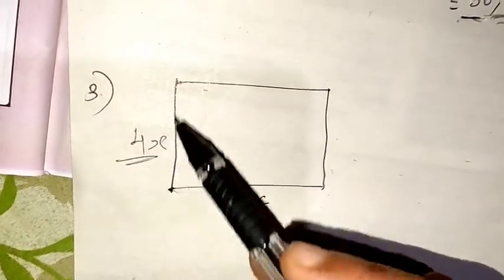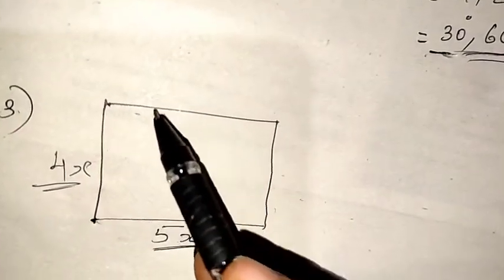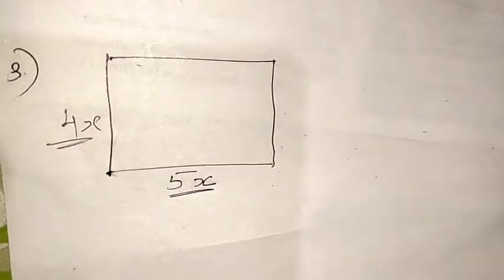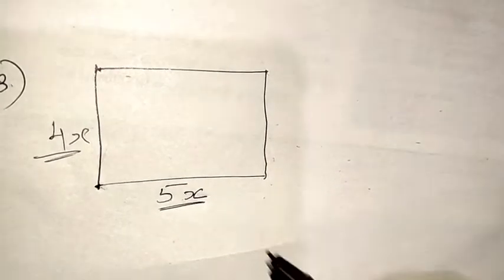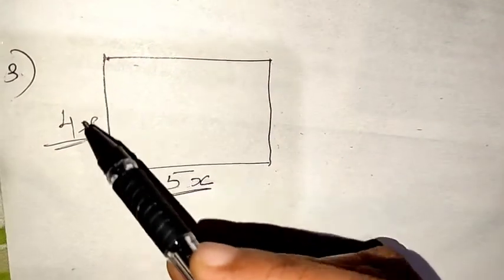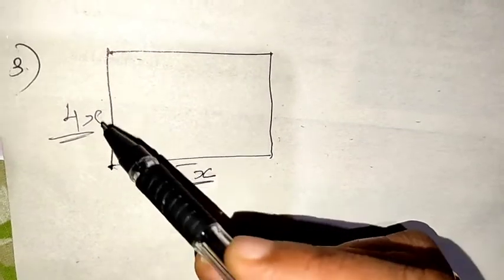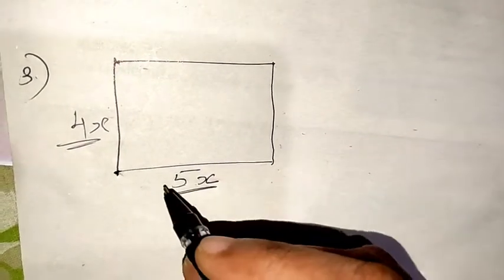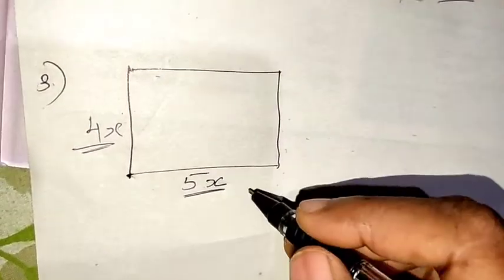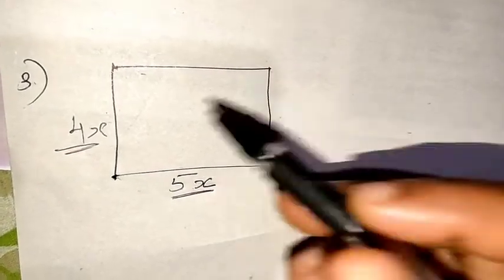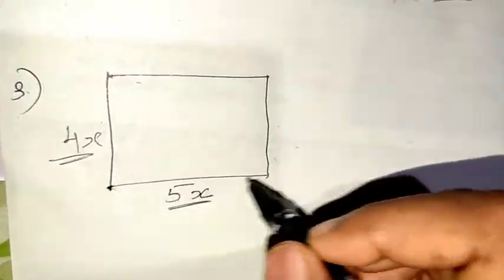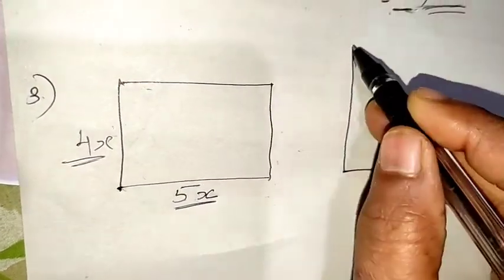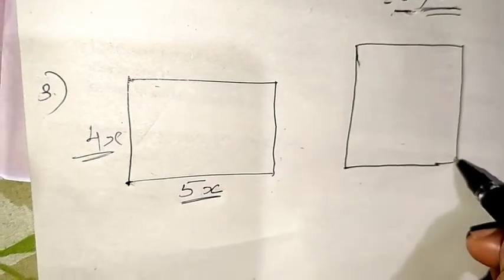And the smaller side is increased by what fraction to get a square? Square means all sides are equal. Only the smaller side is increased by a fraction, and we get a square. The smaller one is increased, but the larger one has no change. So what will be the side of the square? Yes, the side of the square will be 5x.